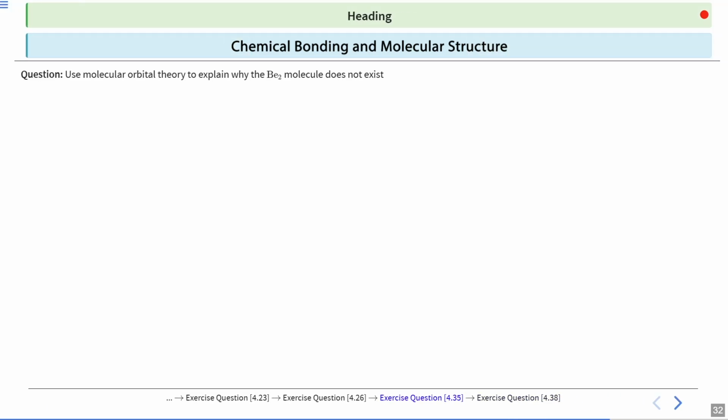Now, our next question. We have to decide why Be2 does not exist using the molecular orbital theory. I am giving you some time to solve it. After that, we will see the answer. So you have 10 seconds approximately. Just try to solve it. What will be the bond order? What will be the existence, and the diamagnetic nature if it is existing, right? So your time is up. Let us see.